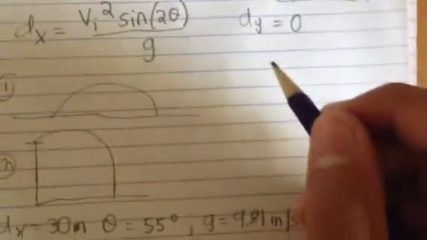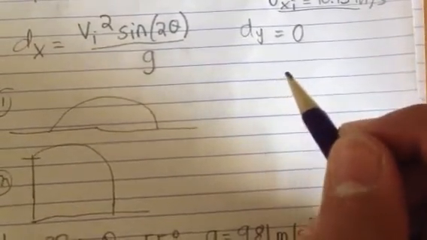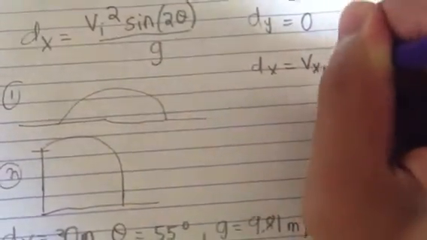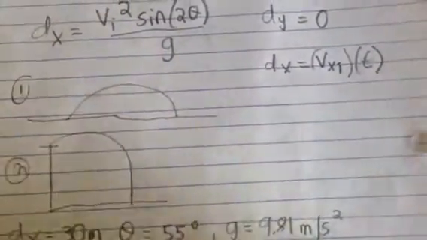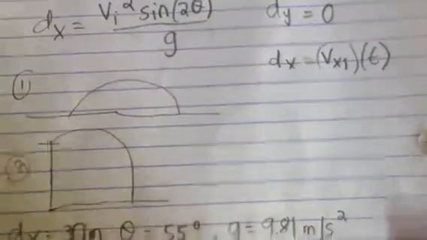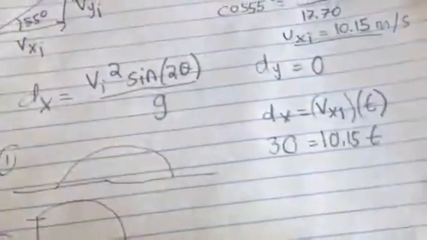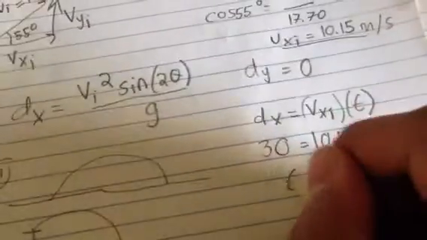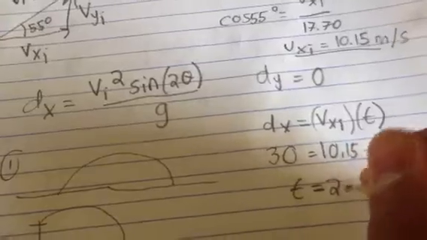Okay, now let's come down here. One thing you need to understand is that you need to find time. When we find time, we can find the max height. So in order to find time, you need to use this equation. And you may be familiar with it, but if you aren't, that's fine. I'm going to write it out for you. So there you go, guys. That's the equation. Now, we know what dx is. dx is 30. And VXI, which is what we just calculated, is 10.15, times t. So we divide both sides by 10.15 to isolate the variable. When we do that, we get 2.96 seconds.